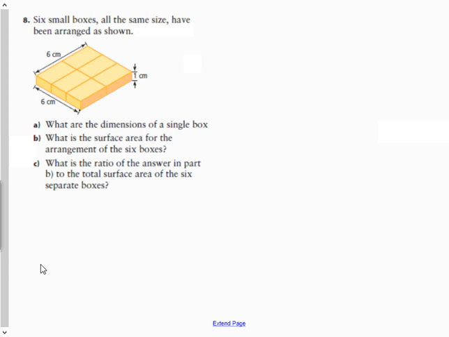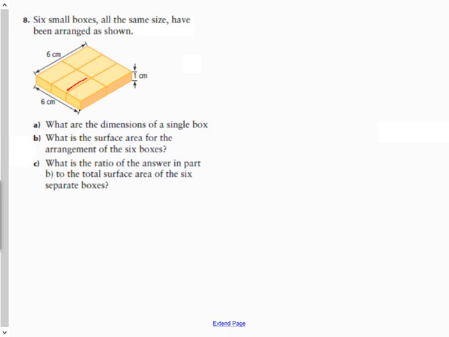This is questions for 1.3. I just made a question for number 8 and screwed it up, so now I'm making it again. We have a picture here of 6 small boxes that have been glued together, taped together, conglomerated together to make one prism. But question A says, what is the dimensions of a single box?